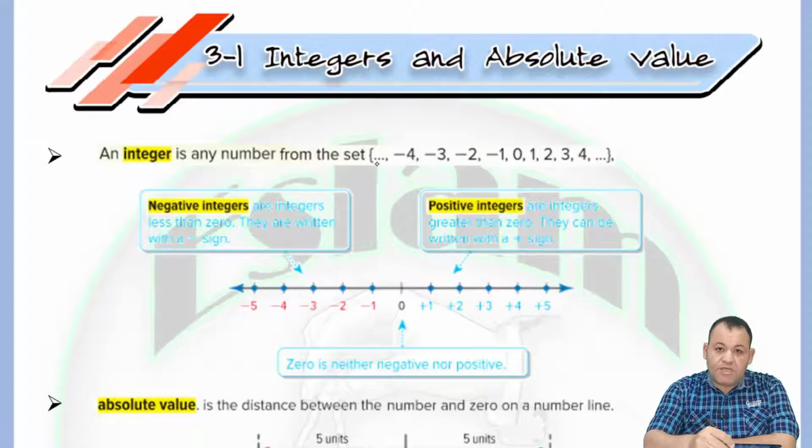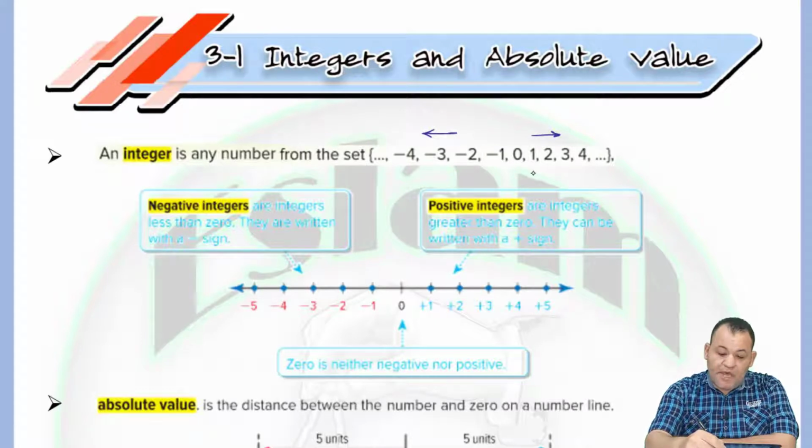The meaning of the dots here is that from the left we are going to negative infinity and from the right we are going to positive infinity. It means when we count, the numbers continue to infinity. From the right side, we are going to positive infinity, and from the left side, we are going to negative infinity.